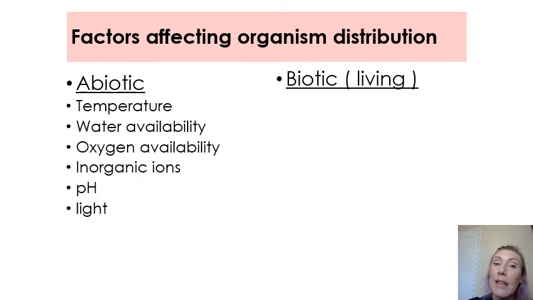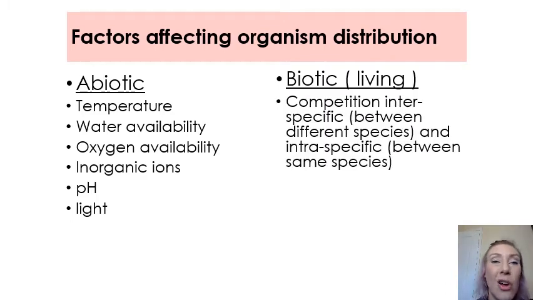On the biotic side, the living factors, that's not quite as long. Okay, we've got competition. Now competition can happen between two different species. So you can have competition between two different species for the same resources, and that would affect the number of each of those populations. So if one was a better competitor than the other, then its numbers would be higher, forcing the other species' numbers to go lower.